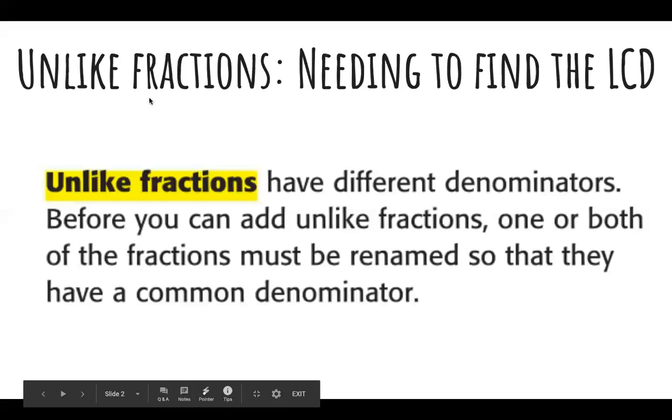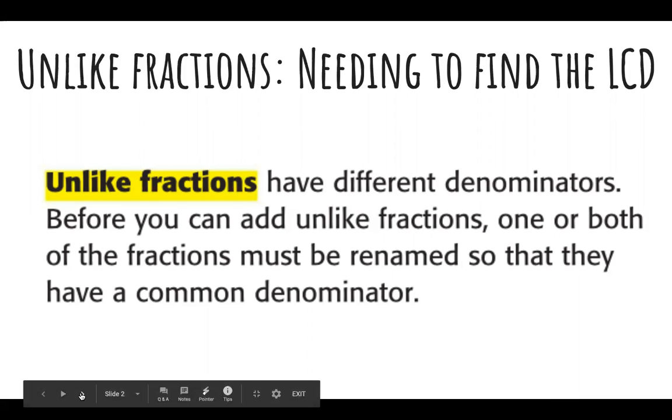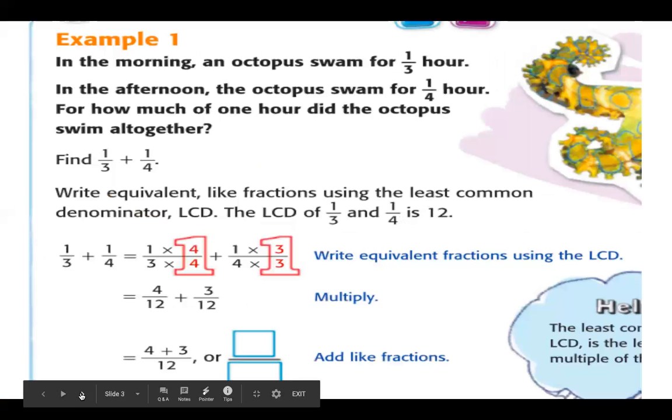Okay. So again, like I was just saying, unlike fractions, we need to find the LCD, the lowest common denominator, before we can add them together. So unlike fractions have different denominators. Before you can add unlike fractions, one or both of the fractions must be renamed so that they have a common denominator. So we're going to do practice with this. We need to find the LCM, the least common multiple, in order to have our LCD, our lowest common denominator.